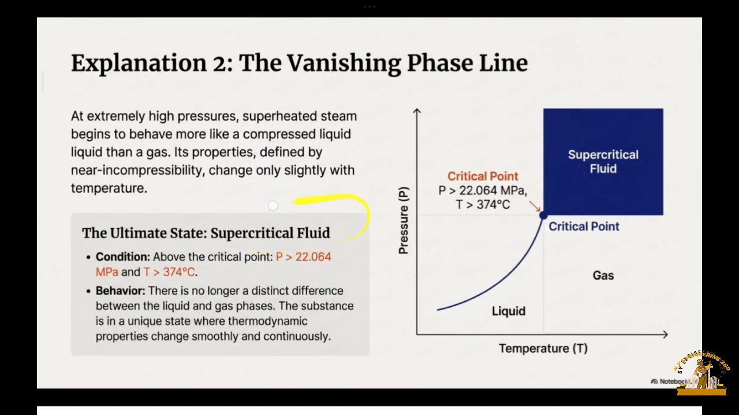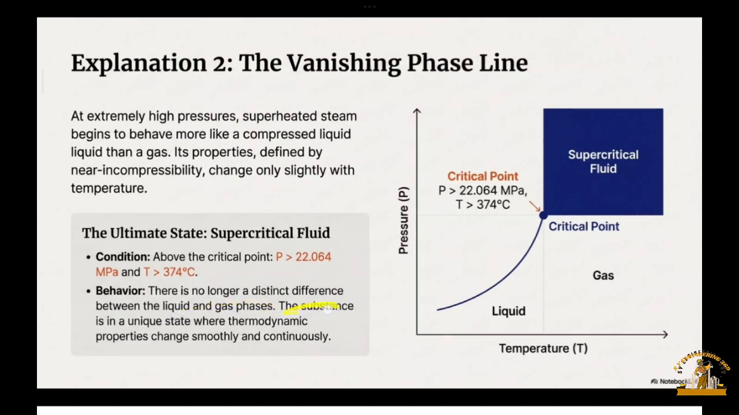The ultimate state: supercritical fluid. This has very specific conditions, which we will talk about right now. One condition is that the pressure needs to be higher than 22.064 megapascal, and the temperature higher than 374 Celsius. Behavior: what is the behavior?